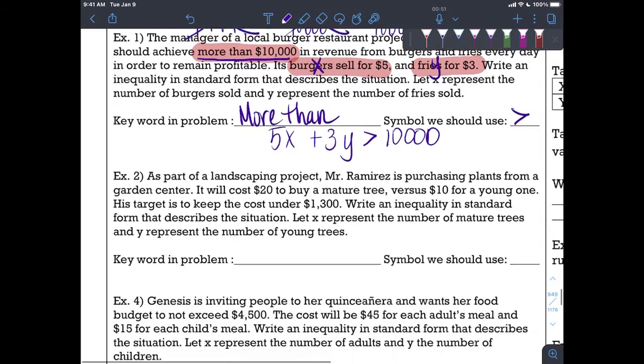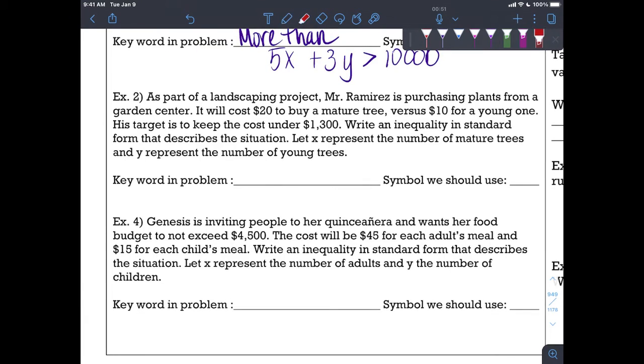All right, example 2. As part of a landscaping project, Mr. Ramirez is purchasing plants from a garden center. It will cost $20 to buy a mature tree, $10 for a young one. His target is to keep the cost under $1,300. Write an inequality in standard form that describes the situation. Let X represent the number of mature trees and Y represent the number of young trees. Okay, so here they told us X is mature, Y is young.